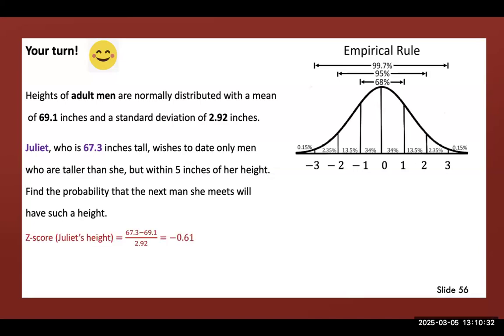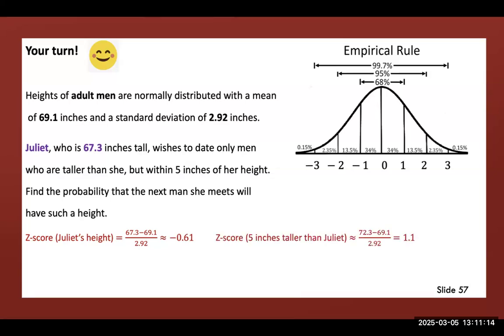The first z-score is her height. So she is 67.3 inches tall. We want a man to be at least 67.3 inches tall. So we're going to take that number and subtract the mean, which is 69.1, and then divide by the standard deviation. Now this 67.3 should have a negative z-score because it's below the mean, right? And indeed, it is a negative 0.61. Now the other number, how we find the other z-score, is we take her height and we add 5 to it.